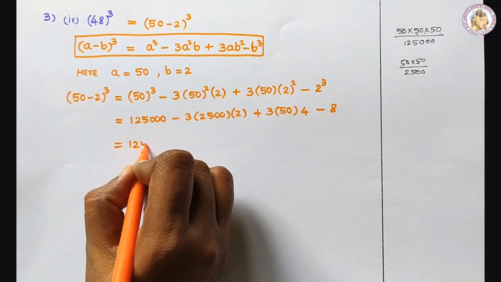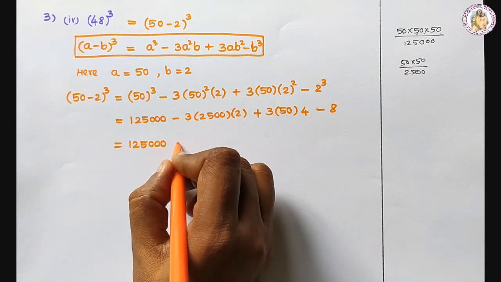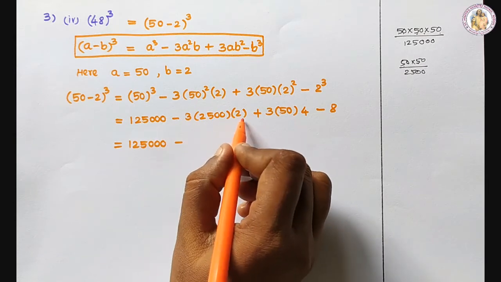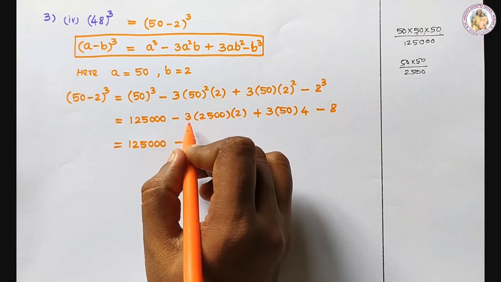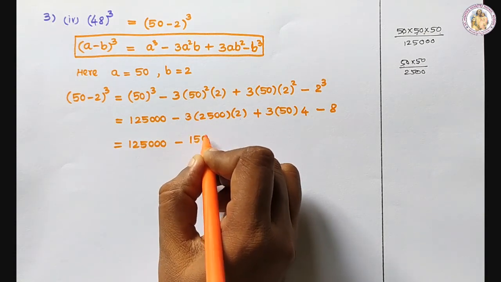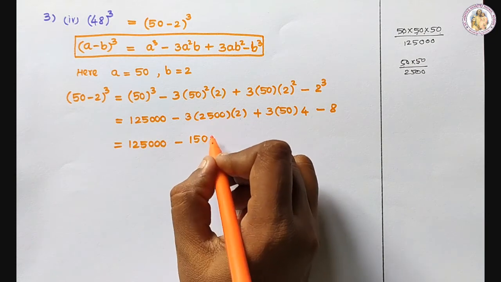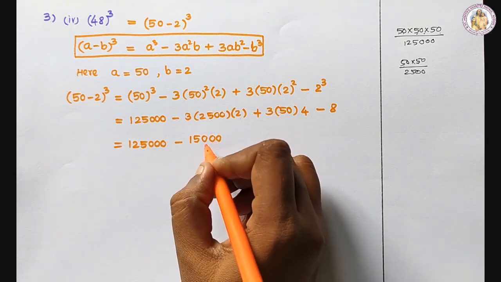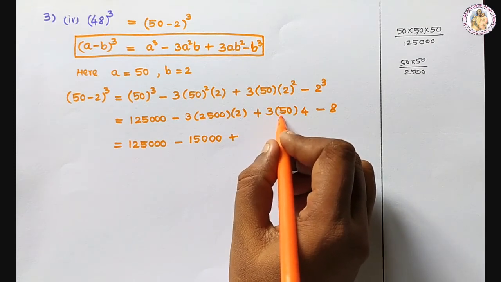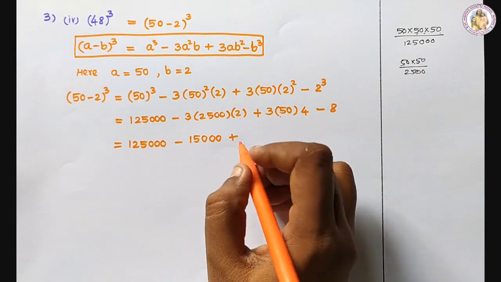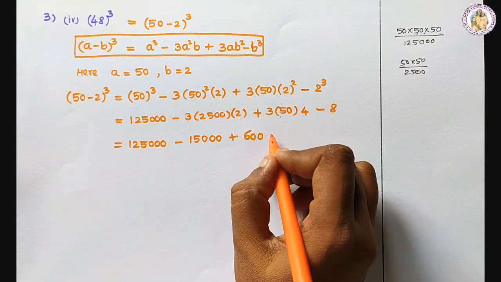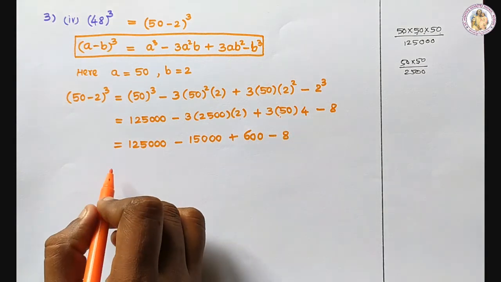Now 1,25,000 minus 3 2s are 6, 6 25s are 150. This 20, so 15,000 plus 3 5s are 15, 15 4s are 60 and put the 0, it becomes 600 minus 8.